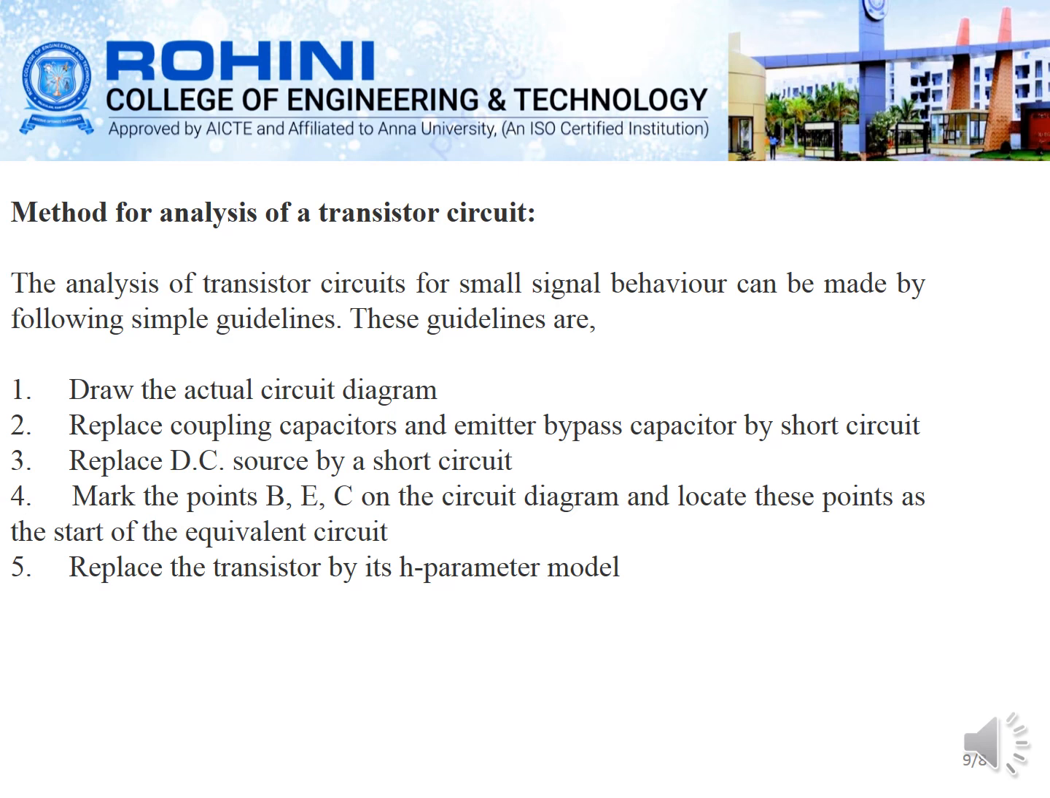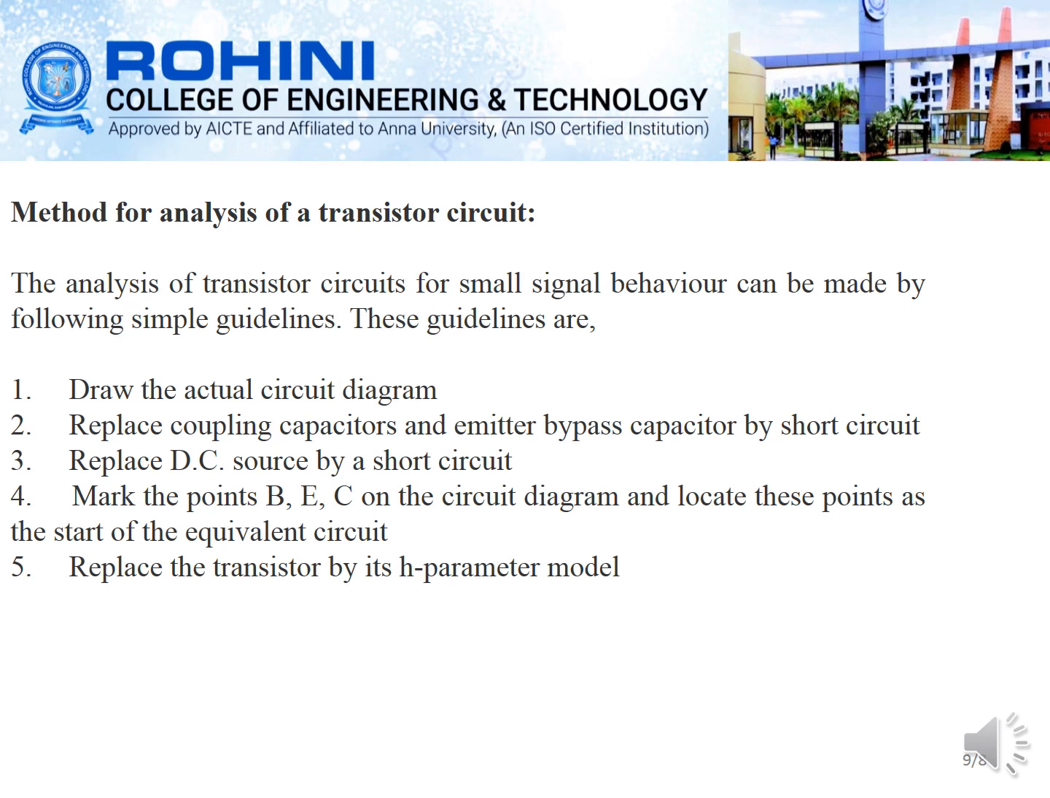Then we have to mark the points, that is base, emitter as well as collector, on the circuit diagram. Then we have to locate all these points on the equivalent circuit. Next we have to replace the transistor by the H parameter model. So by drawing the H parameter model, we have to keep in mind that if the actual circuit diagram is given for common base, common emitter or common collector, we have to draw the circuit based on that particular configuration.